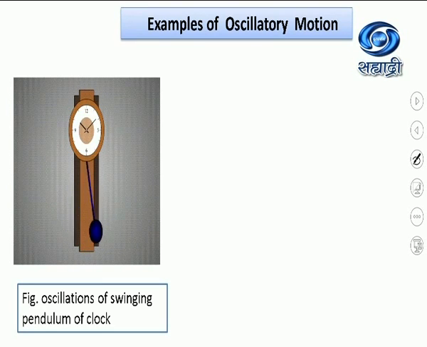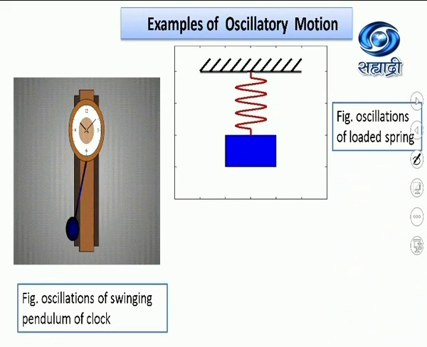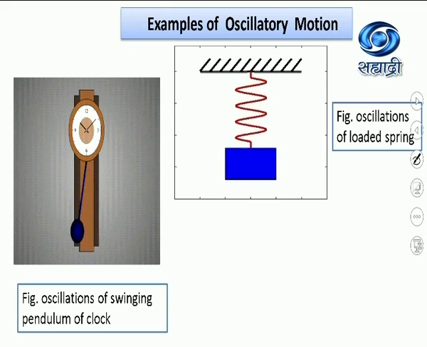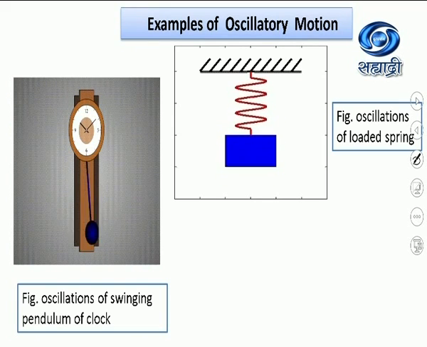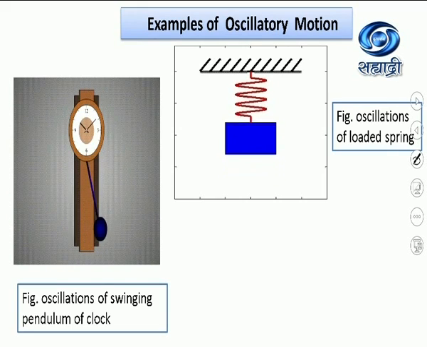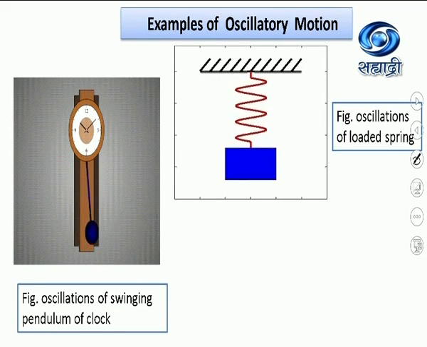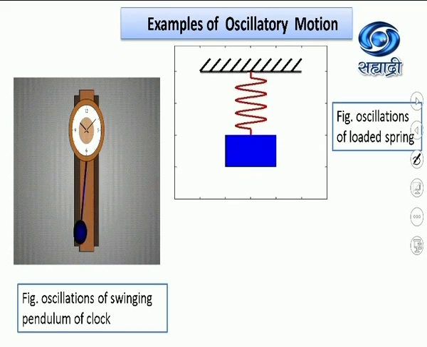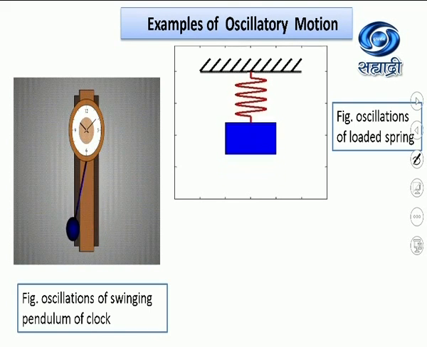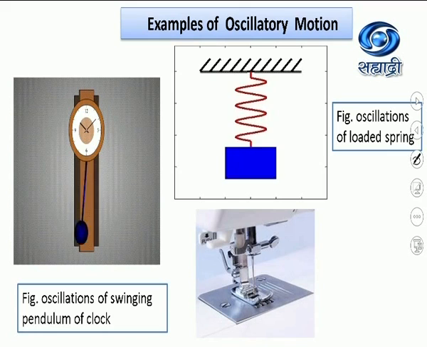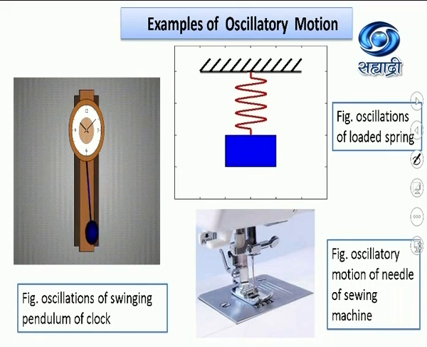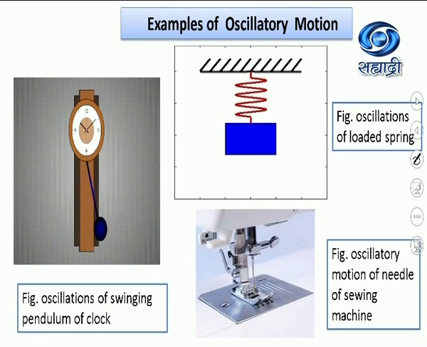Oscillations of a swinging pendulum of a clock, whose motion is similar to that of the simple pendulum. The next example is the oscillations of a loaded spring. Over here, a spring is fixed to a rigid support and the other end is free, which is fixed to a lightweight rectangular block. When it is pulled down and released, it starts performing up and down oscillations about its mean position. Similarly, the motion of a needle of a sewing machine is also an example of oscillatory motion.